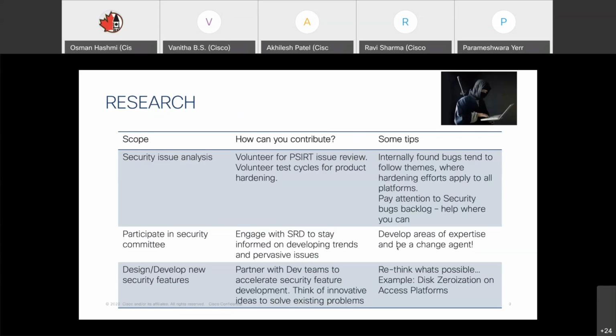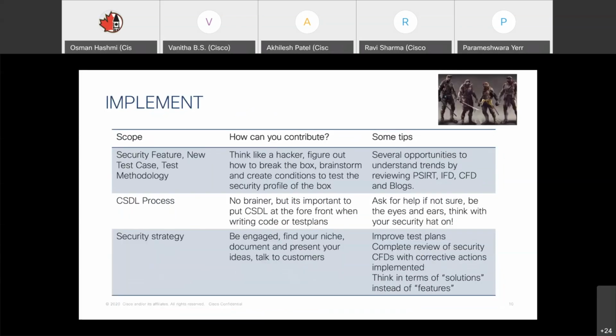So that kind of gives you free credit for that. And the last pillar, which is implement, I think is very intuitive. This kind of flows together because a lot of folks in the test organization, I think this is more intuitive for them because this is where they're writing a test plan. So it could be testing a security feature, writing a new test case, developing a new test methodology, writing a new test plan. And the whole point is you're thinking like a hacker, like an ethical hacker.